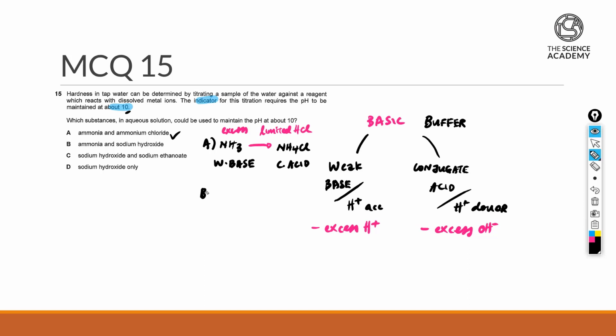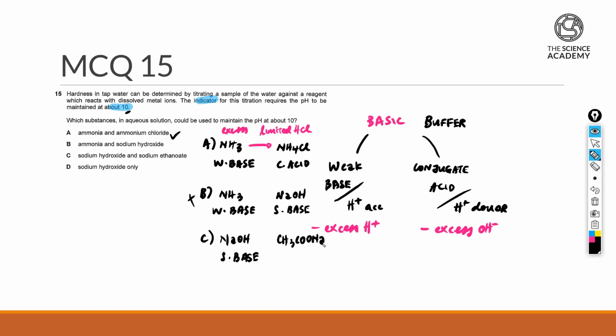For the case of B, we do have ammonia again, which is the weak base. But this time around, it's not paired with a conjugate acid, but rather is paired with sodium hydroxide, which is considered to be a strong alkali or a strong base. For the case of C, we have sodium hydroxide, a strong base again, but this was actually paired with sodium ethanoate.